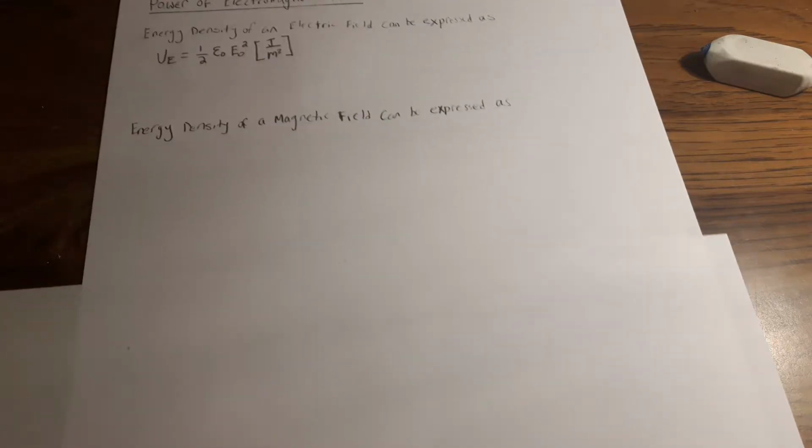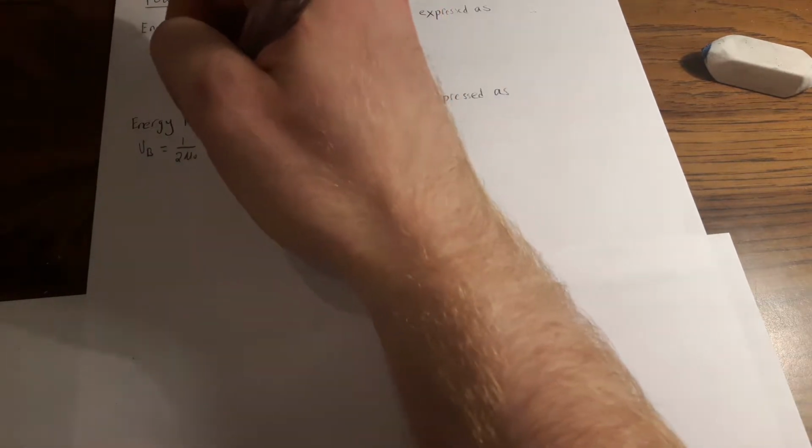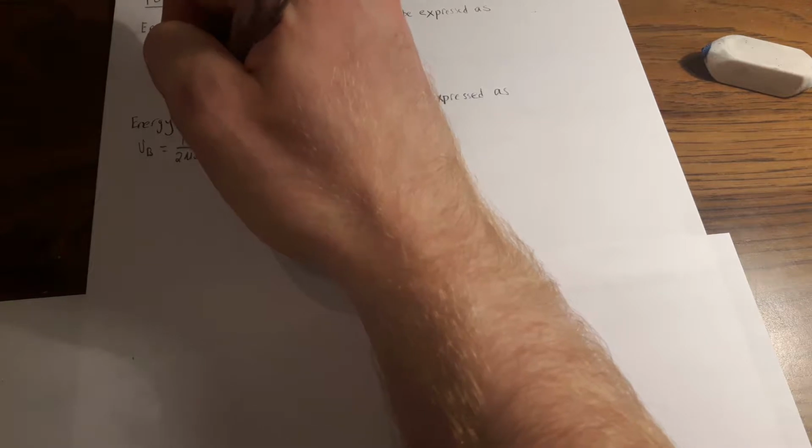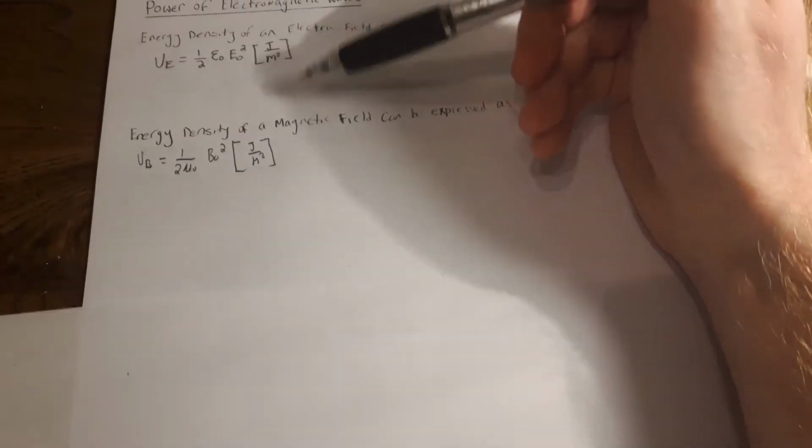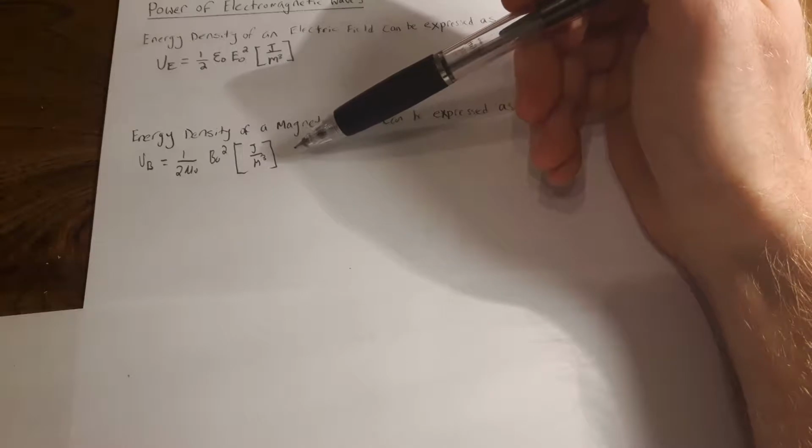We're going to go ahead and do the same thing for the magnetic field and see that it can be expressed as U_B is equal to 1 over 2 mu naught B naught squared. Again, with units of joules per meter cubed. So this is the energy density of the electric field, and this is the energy density of the magnetic field.